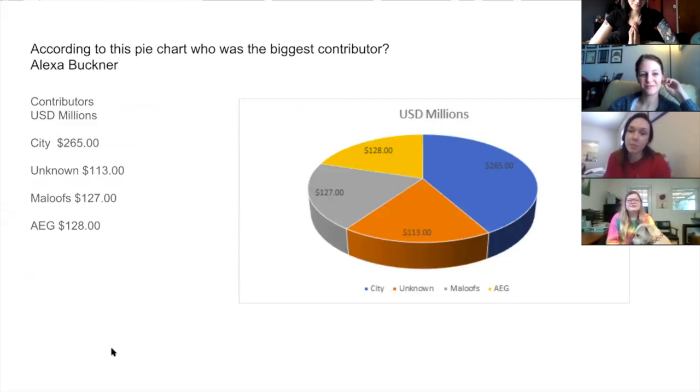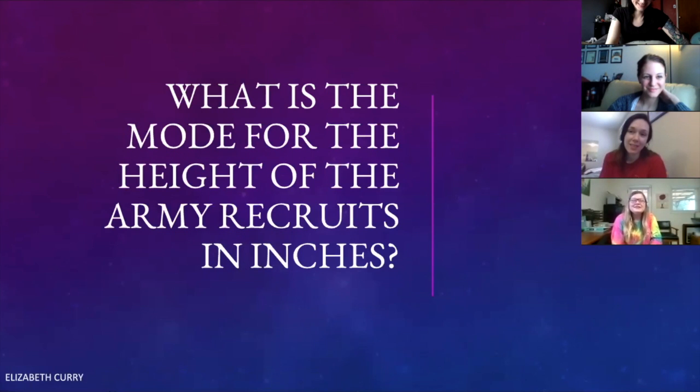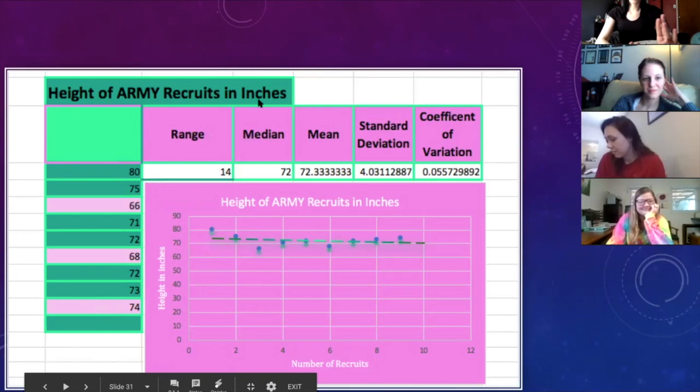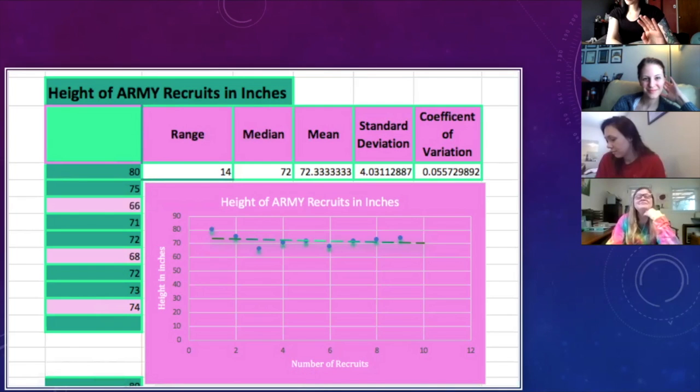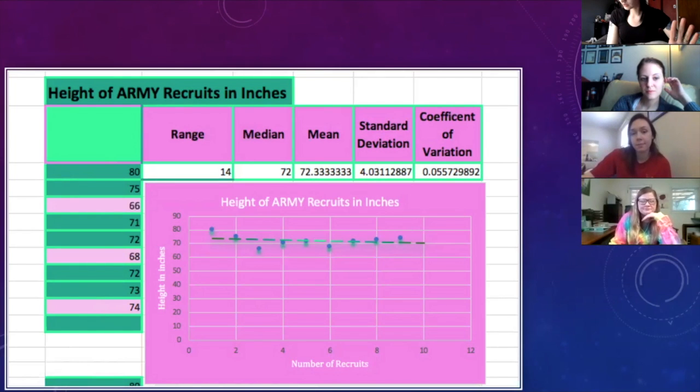Alexa, according to this pie chart, who was the biggest contributor? It shows that the city was the biggest contributor. What is the mode for the height of the Army recruits in inches? The number that appears the most often in a set of numbers. If you look on this chart, you're going to see that 72 is listed twice. Thus, the mode for the Army recruits in inches is going to be 72.